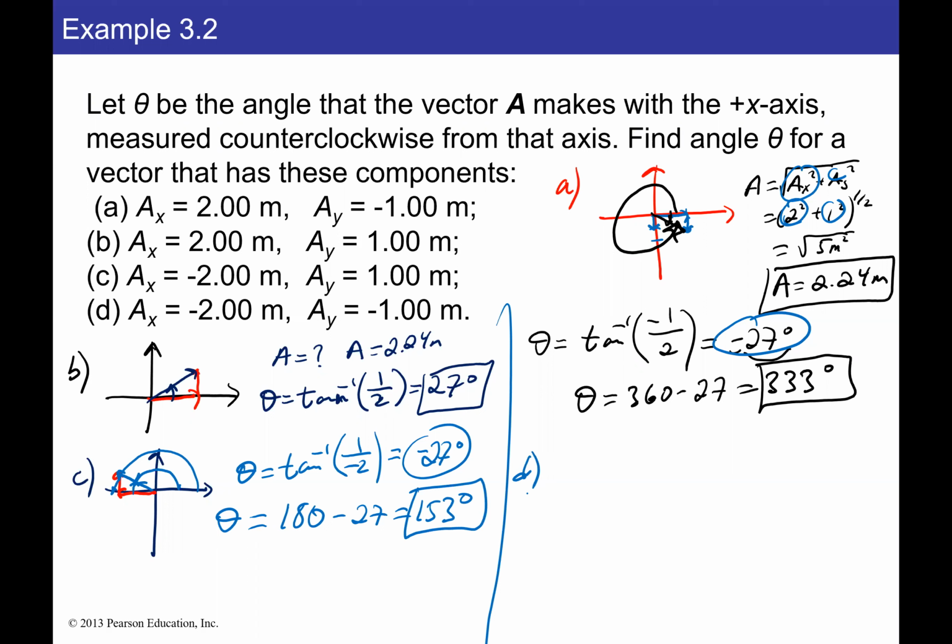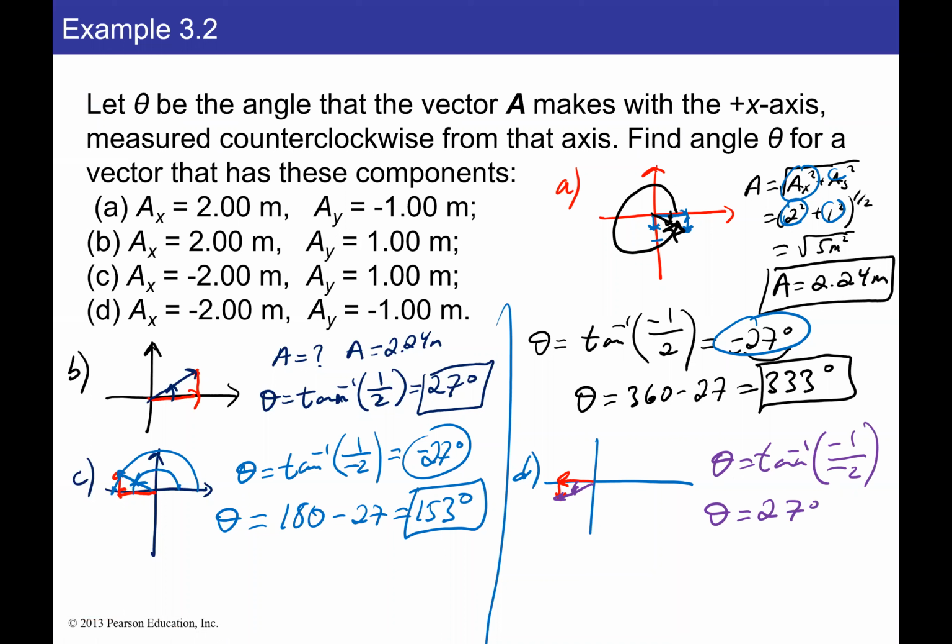Finally, part D. So we have a vector which is -2, -1. So for that we have -2 and -1 like this, right? And my resultant vector is this one over here. And this is the theta we're going to be seeking. So inverse tangent will be -1 over -2. And if I find the theta, I'm going to get 27 degrees.